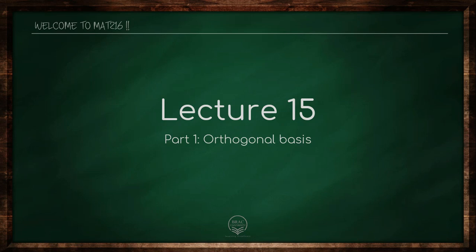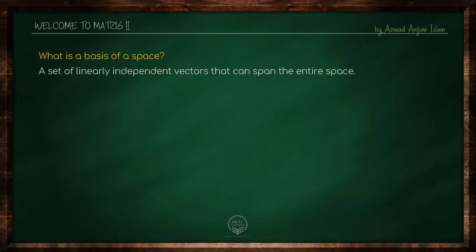This is lecture 15 and in this lecture there are two parts. In the first part we are going to talk about orthogonal and orthonormal basis of a vector space, and in the second part we are going to talk about how to convert any basis of a space into an orthonormal basis. So this is a fairly easy lecture, I would say, and pretty important too. So let's get going.